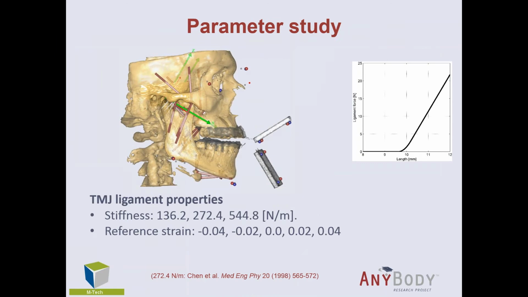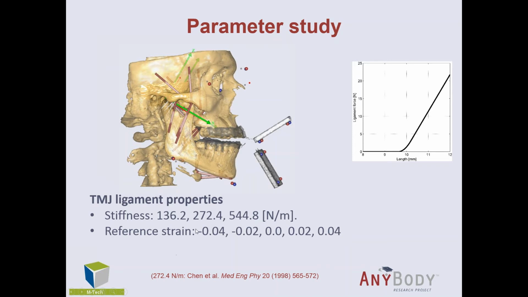The next thing was to introduce a parameter study of the ligament properties. So as I said, these properties are not very certain, especially the reference strain. So what is the slack length of these ligaments for this particular subject? Those we did not know. And also the stiffness of the ligament, it's been described in the literature in some studies, but it's also not very well known. So what we did was we took a value that was in the literature. So this paper, Chen et al. from 1998, reported that the ligament stiffness is 272.4 Newton per meter. So this is the one we put in the middle of our variation.